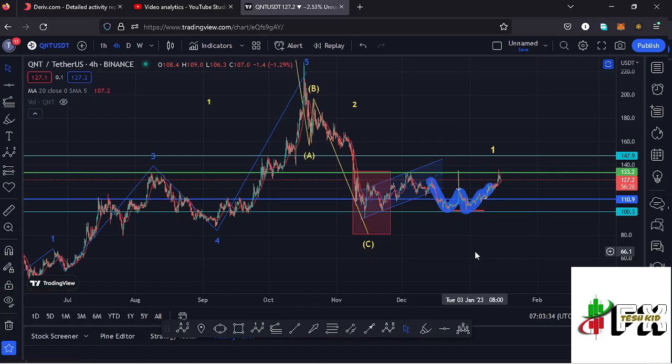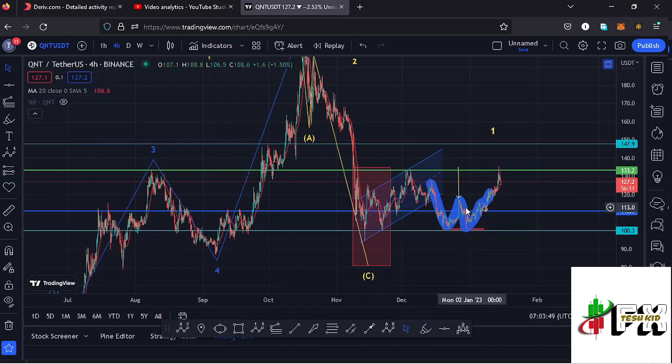At the time of this recording, we have managed to flip the key area at around the $133.2 mark into a key area of resistance, and that is why we are seeing a bit of a pullback here on the Quant chart.